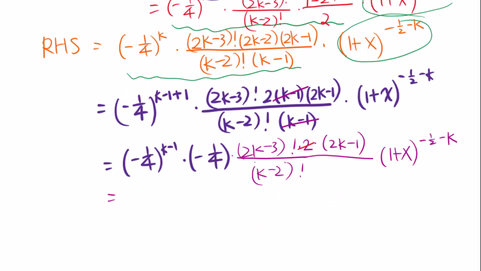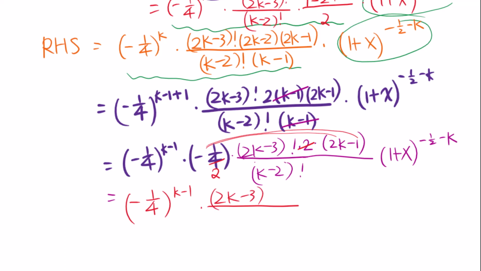Simplify, reduce. Negative 1, we do the distributive property here. We will get negative 1 over 4 to the (k-1) power times (2k-3) factorial over (k-2) factorial times (1-2k) over 2 times (1+x) to the negative 1/2 minus k power.